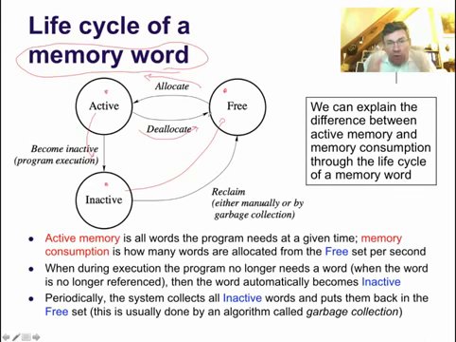We don't really know right away when they're inactive because it depends on all the pointers in the program. So we need some kind of a program called garbage collection. Active memory is basically how many memory words are sitting in the active state. Memory consumption is how many words per second are moving from free to active. So this is basically how the memory management works in a real system.